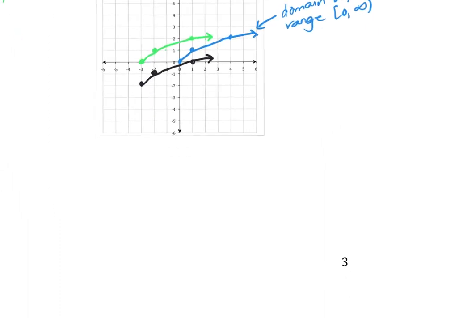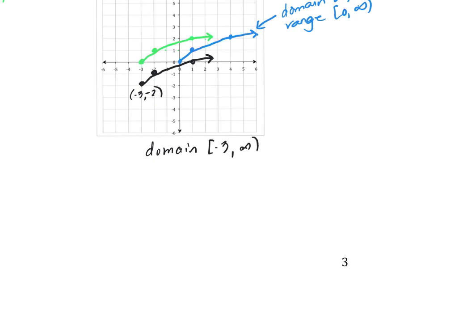So the domain for my translated graph would be how I changed my x. It was to the left 3 units. That means it's going to be a negative 3. And you could just look at the graph. This first point is x is negative 3. The y value is negative 2. So the graph starts with an x value of negative 3, but it goes on to positive infinity.